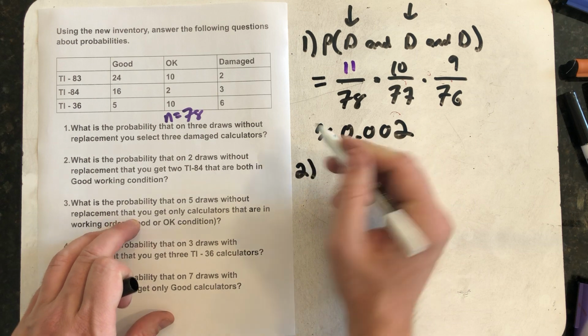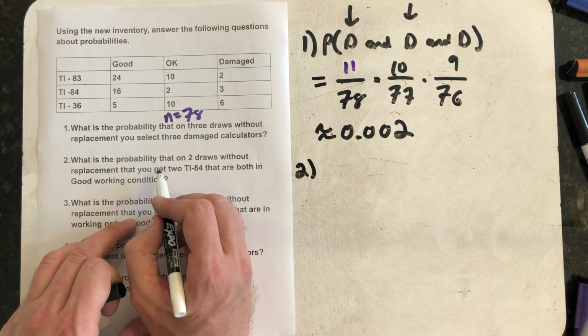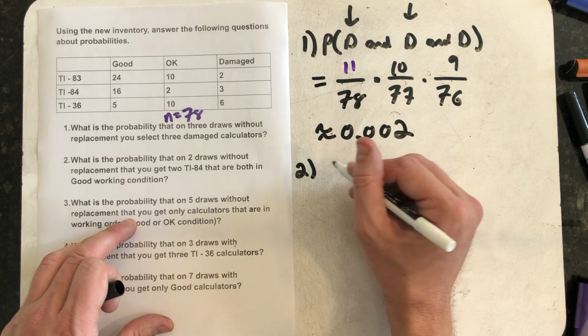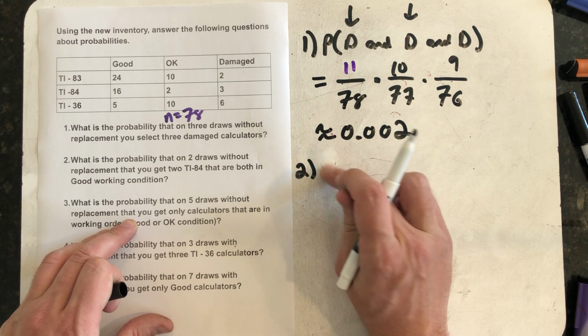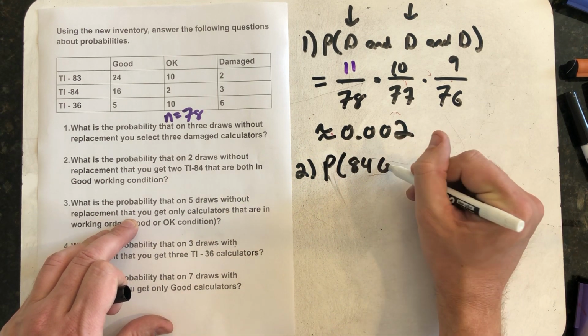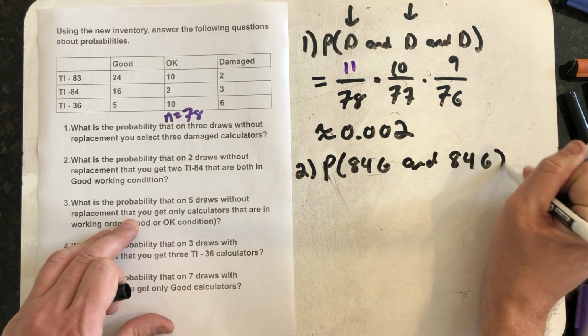Alright, number 2. What is the probability that on 2 draws without replacement, that we get 2 TI-84s that are both in good working condition? So let's just say that's the probability of an 84 that's in the good category, and then we draw another 84 that's in the good category.